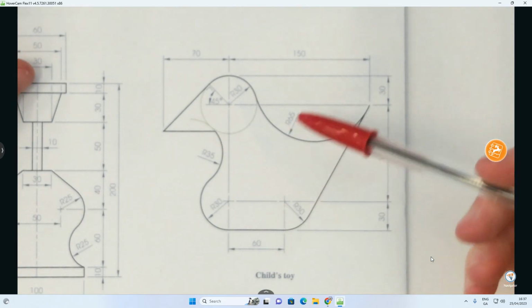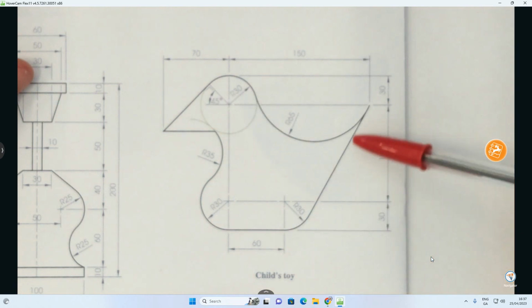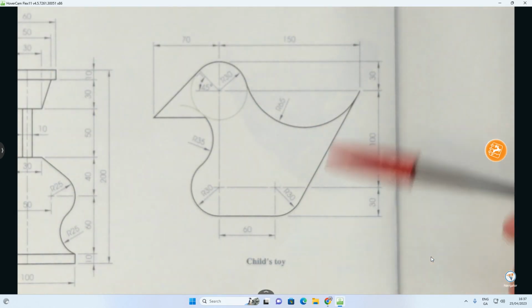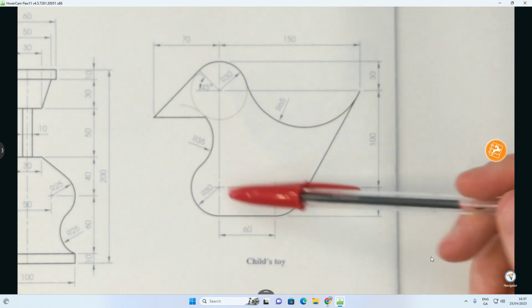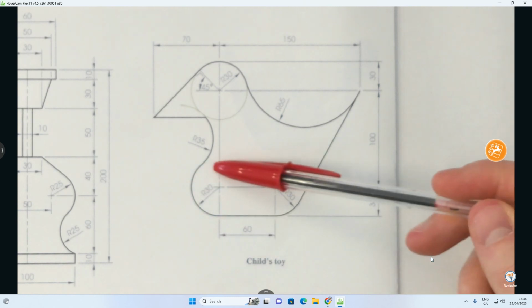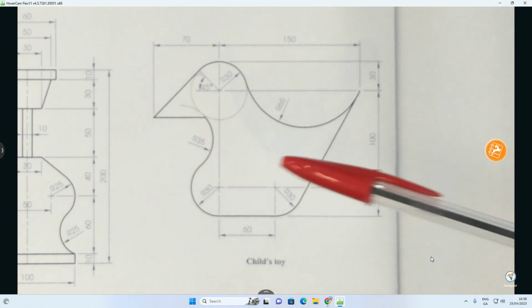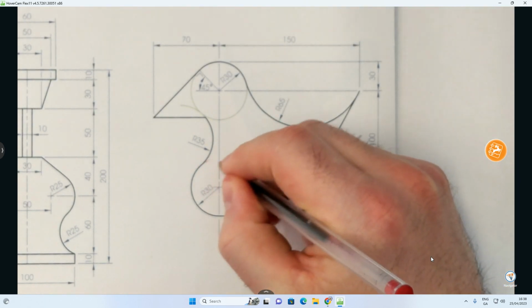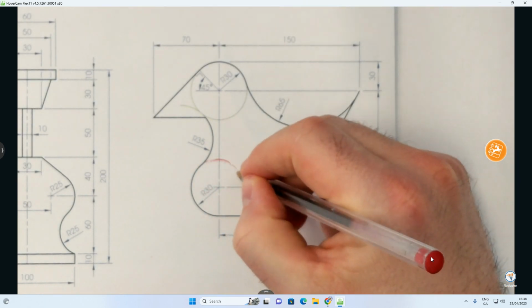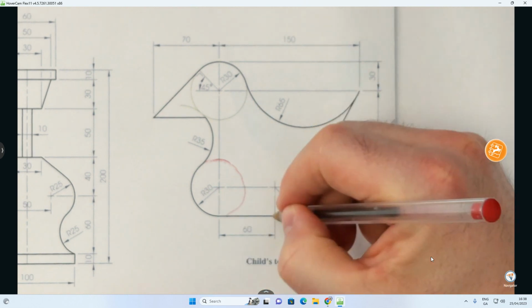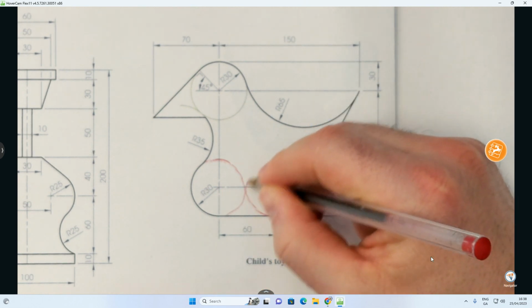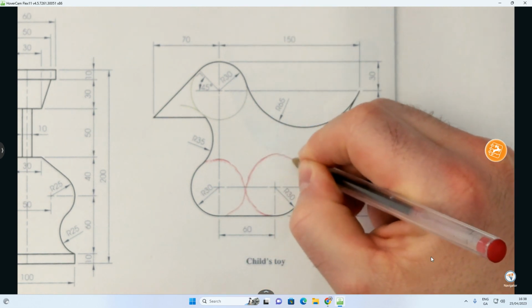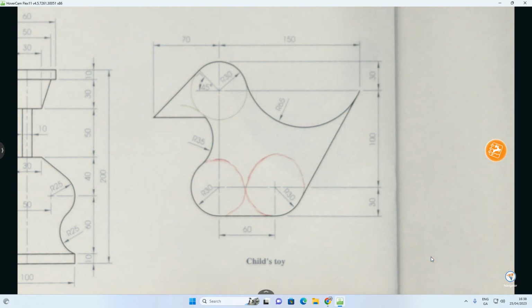It's based on a child's toy, and it's obviously based on some form of a bird. Now, as you can see, we've got a series of circles, a circle here that has a radius of 30, but we don't have the full circle, we just have the arc. We have another one here, so if you imagine there was a circle here like this, there'd be another circle here, radius 30, something like that. Okay, so we're just working it out.